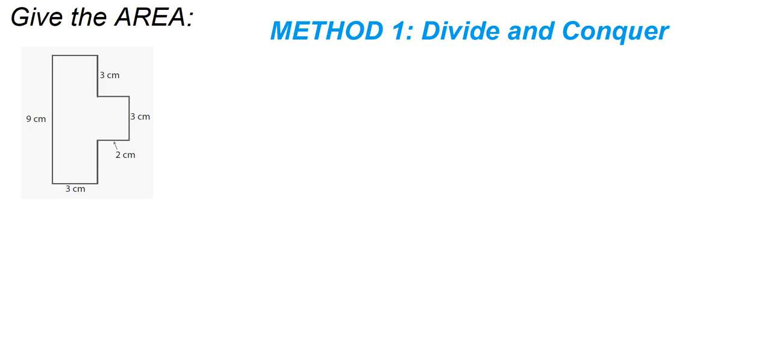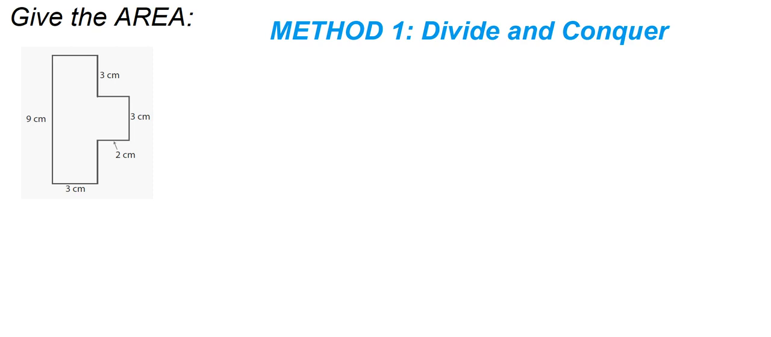This kind of compound shape is commonly referred to as a T shape. This one's on its side, but it looks a little bit like a T, right? So we're going to find the area of this compound shape using the method that I like to call divide and conquer. That's not an official label, but it does help to remember it.